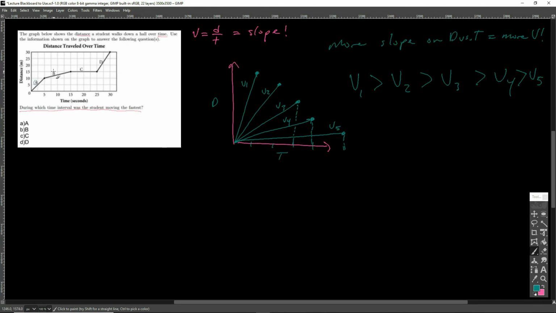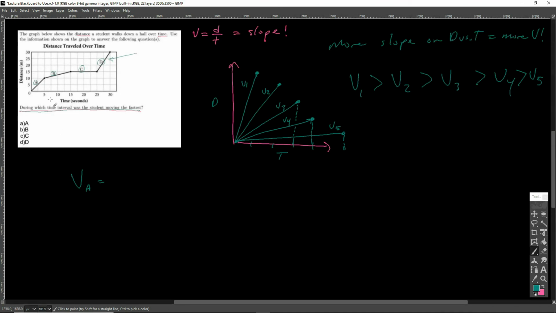We have a section called A, a section called B, a section C, and a section D. We need to know, what is going to have the highest velocity? Well, look at the graph. Which line is the steepest? It looks to be this one right here. It looks to be D. But say you didn't know this and you wanted to calculate the velocities at every single interval. You could do that.